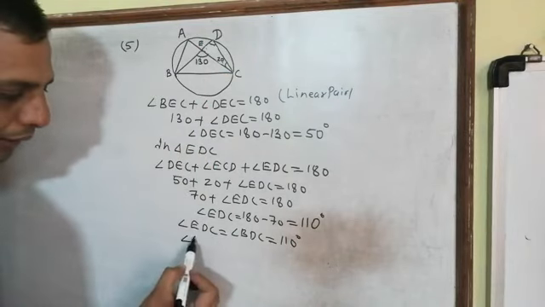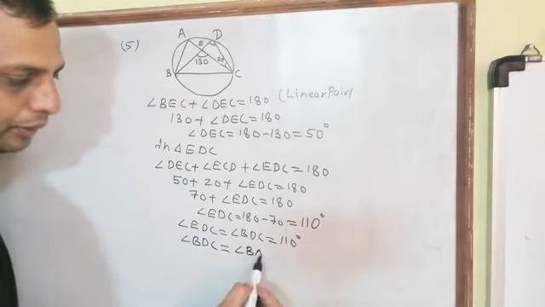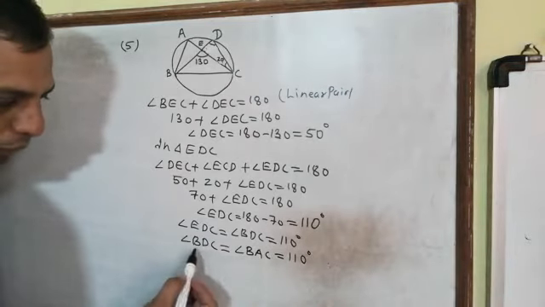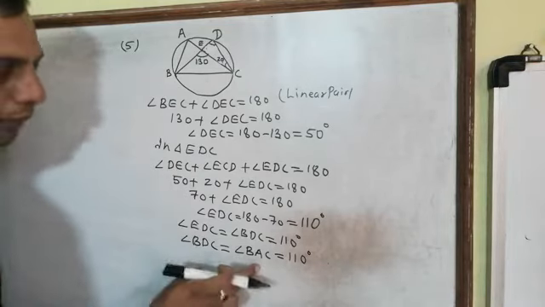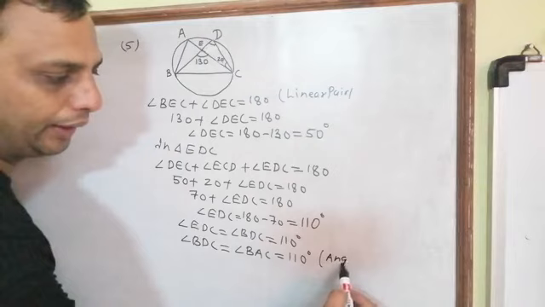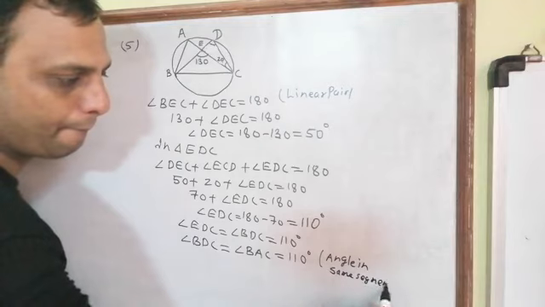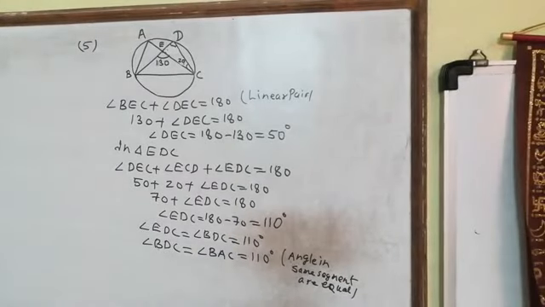Now this BDC and BAC, they both are equal and this is equal to 110. Now I have already explained both are equal. BC is the common part, and D and A are the angles formed on the circle. So we have a theorem, theorem 10.9: angles in the same segment are equal. So I hope you understood this question.